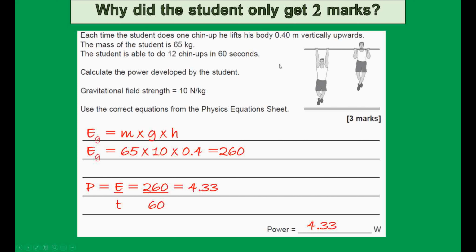Okay, we've got a student doing chin-ups, lifting their body up 0.4 meters vertically upwards. The mass of the student is 65 kilograms. The student's able to do 12 chin-ups in 60 seconds. Pretty good. I need to calculate the power developed by the student. So what is the power of the student, thinking about this change in height, this mass of 65 kilograms, and we've got a gravitational field strength of 10 newtons per kilogram. We need to use the right equation from the equation sheet, and we need to calculate that power.